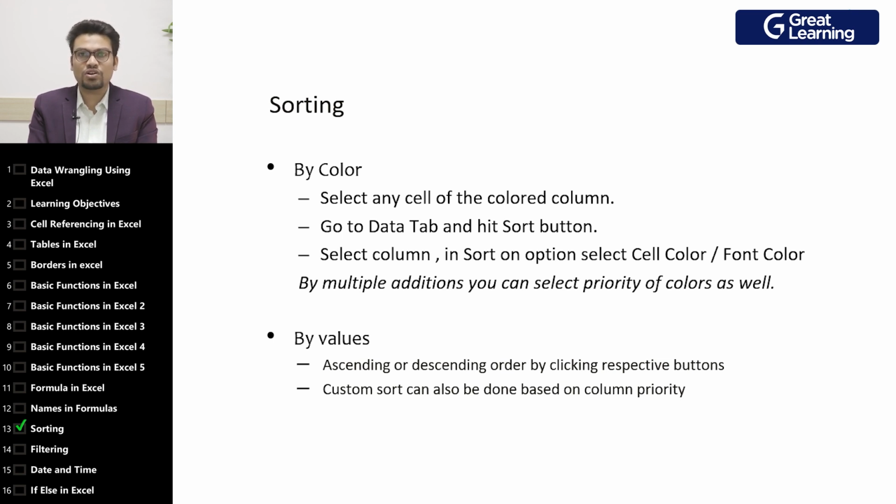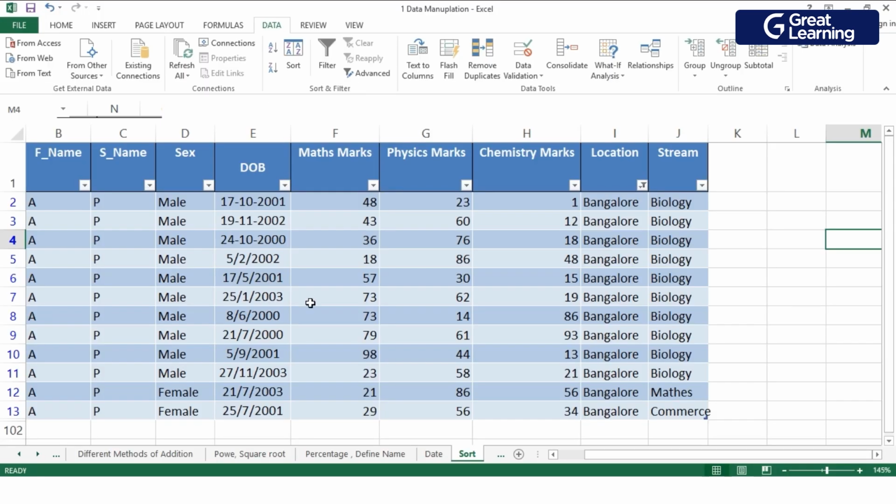So let's see how this sort works. This is the data set which we already have, and we have converted this data set into a table by clicking on any cell and then hitting Control T as a shortcut, or by going into the Insert ribbon and selecting Table. So this is our table of marks, in which we have different kinds of marks. Now say, for example, I want to sort this data in ascending order on the basis of marks in maths.